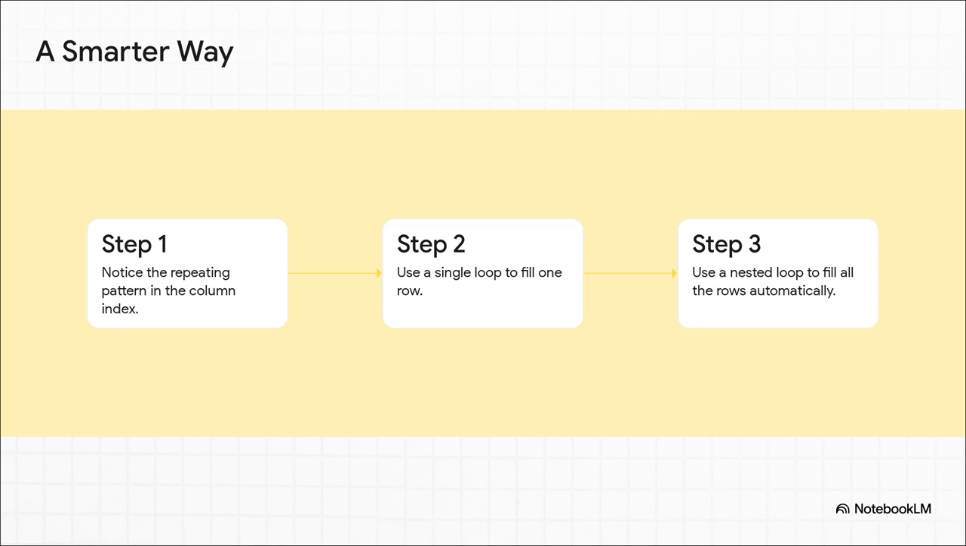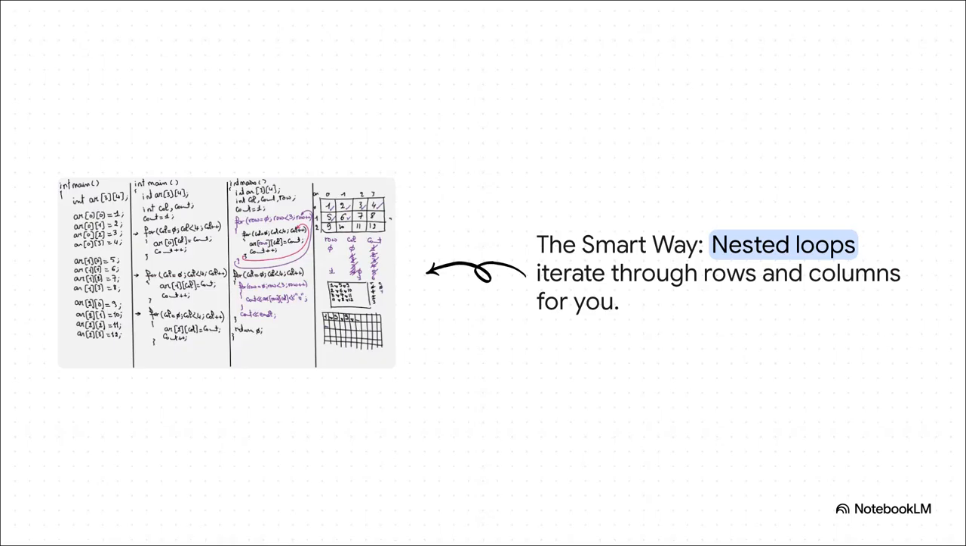The real key, the smart way, is to just spot the pattern. Look at how the column number just counts up. 0, 1, 2, 3. That's a textbook job for a loop. So if we can use one loop to fill out a single row, well, why not just wrap that loop inside another loop to handle all the rows for us? And boom, here is the elegant solution: nested loops.